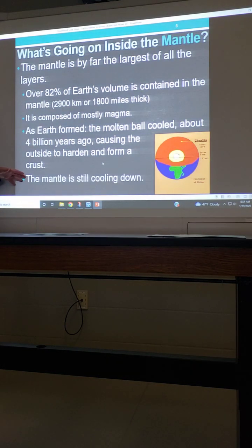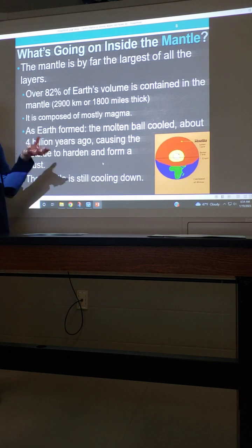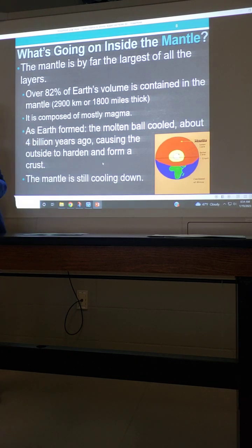Our mantle is still very, very hot, and it is still in the cool down process 4 billion years later. Really? So it's still hot and bubbly underneath us.